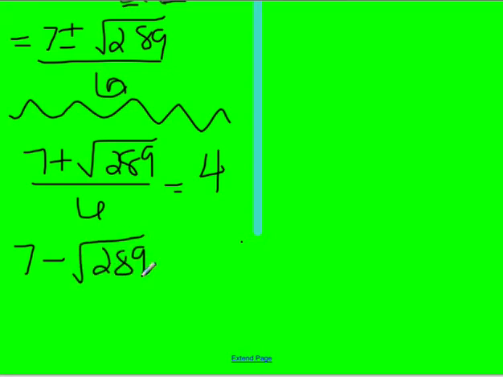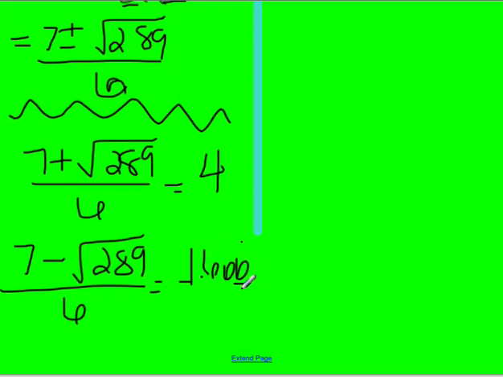Hit enter. Then you're going to take your answer and divide it by 6. So take your answer and divide it by 6, and that gives you -1.666. Now we want to make sure we have 2 decimal points.